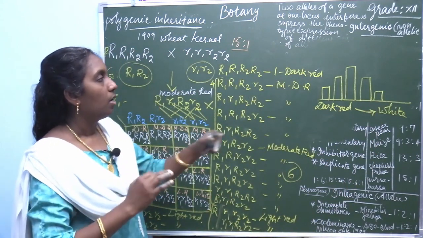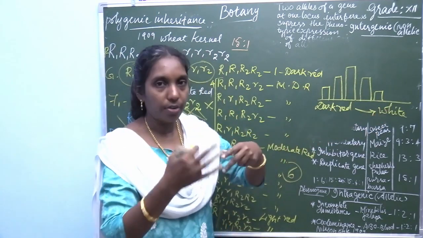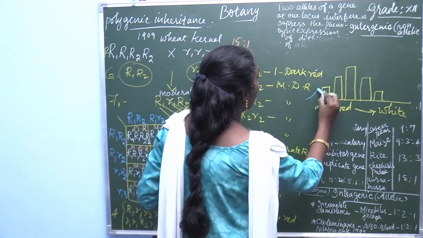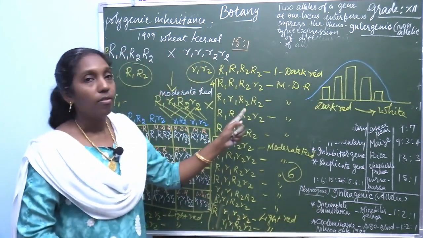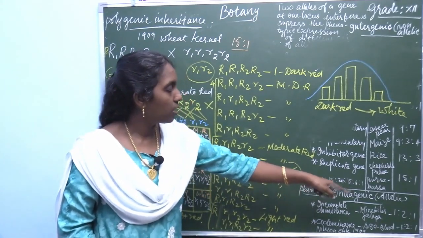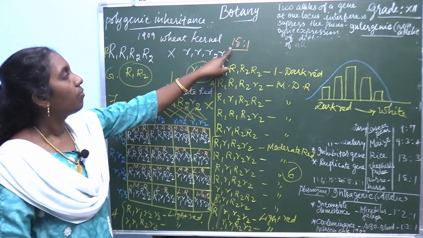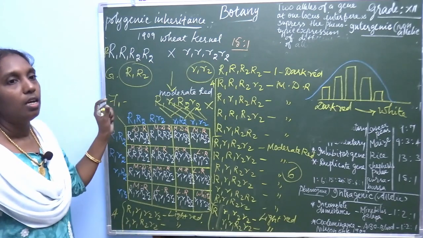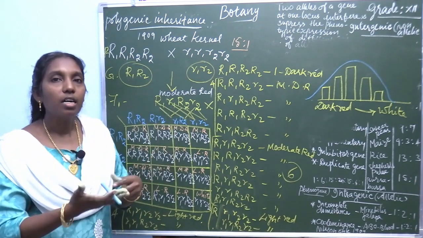So when the intensity of the dark red changes through different combinations towards white, it gives a bell shaped curve. Phenotypically it shows a 1:6:15:20:15:6:1 ratio. Out of this it gives a 15:1 ratio. So, what is the conclusion of this? It is not linked because it assorts independently.